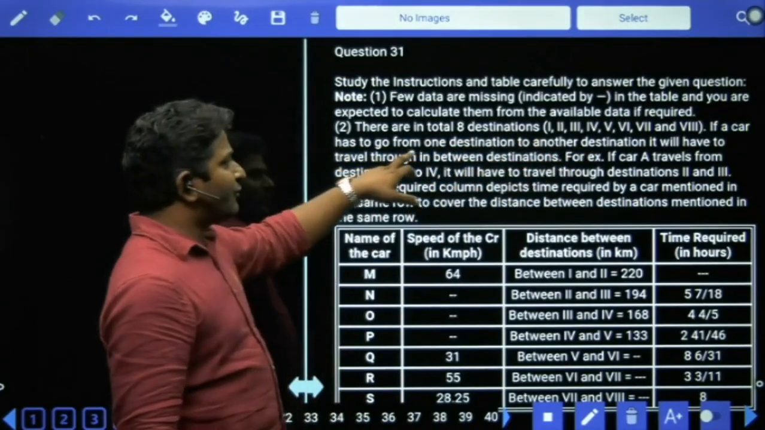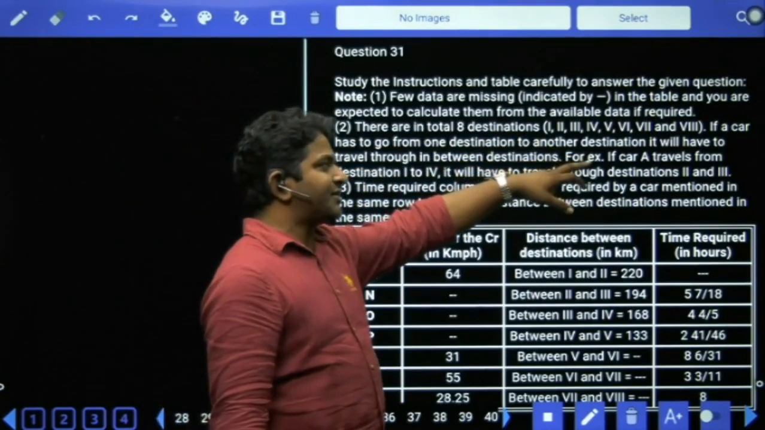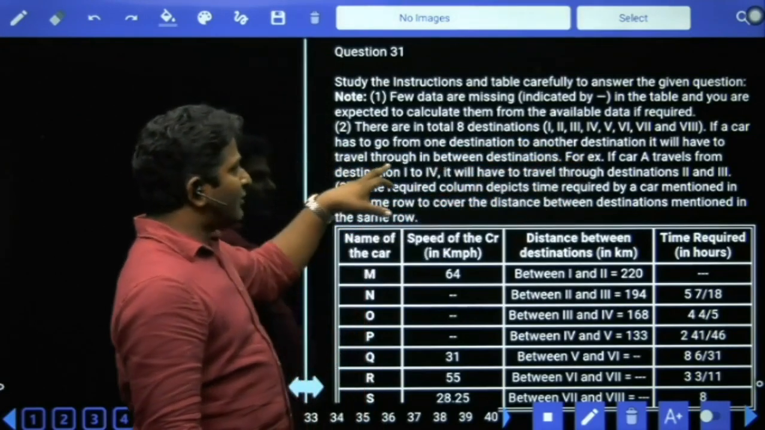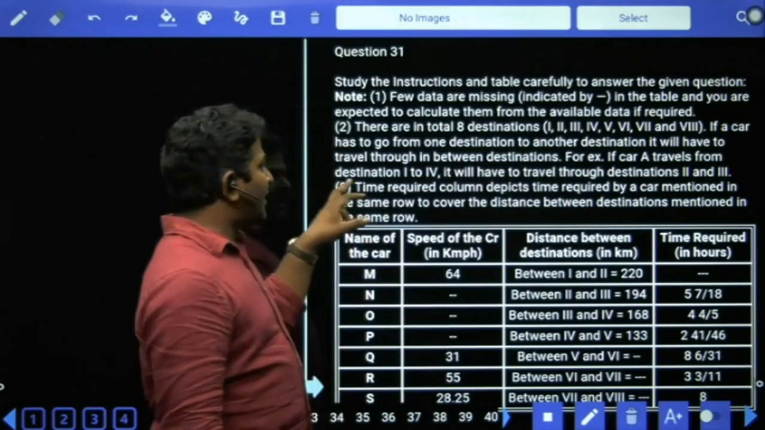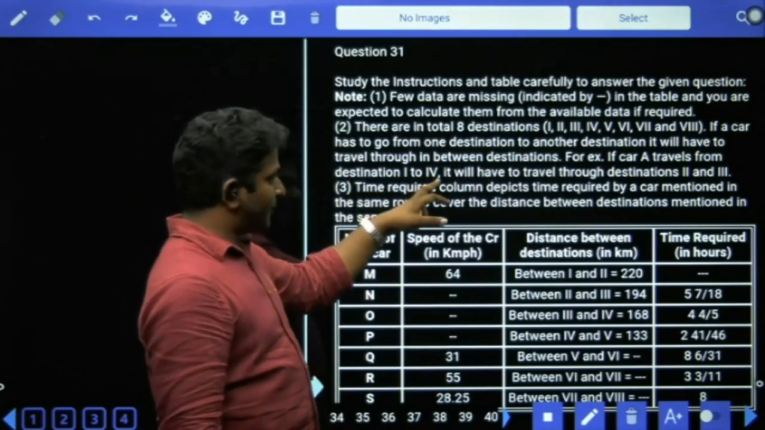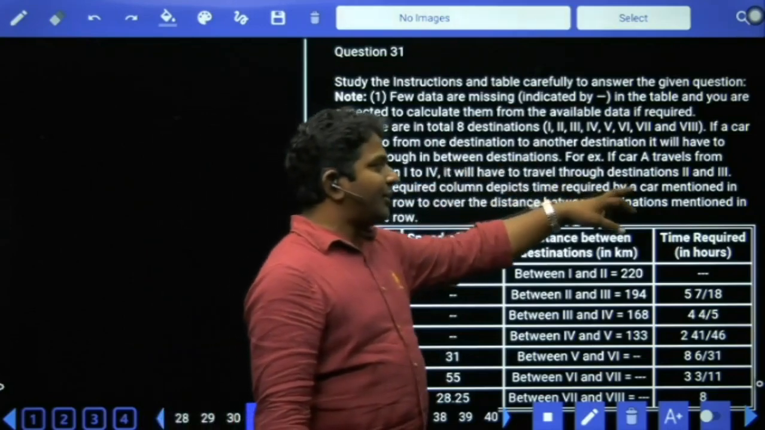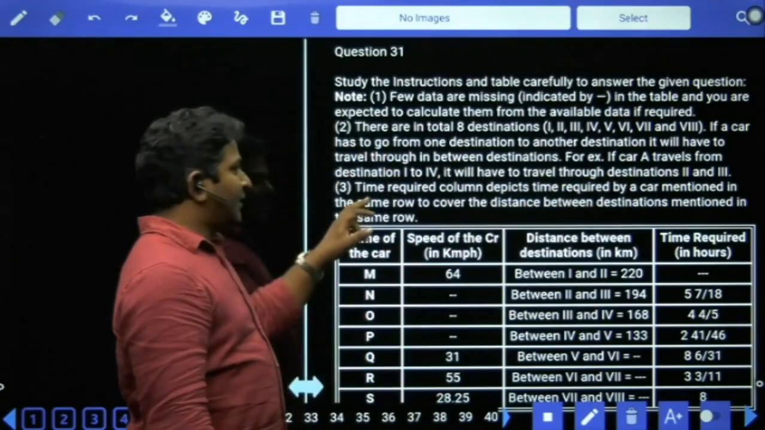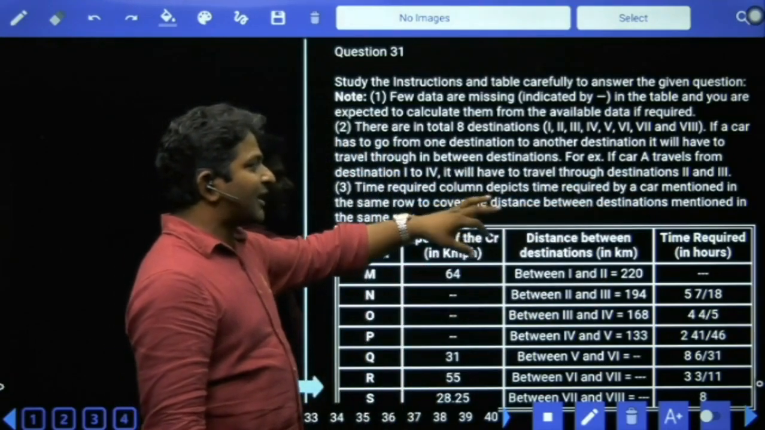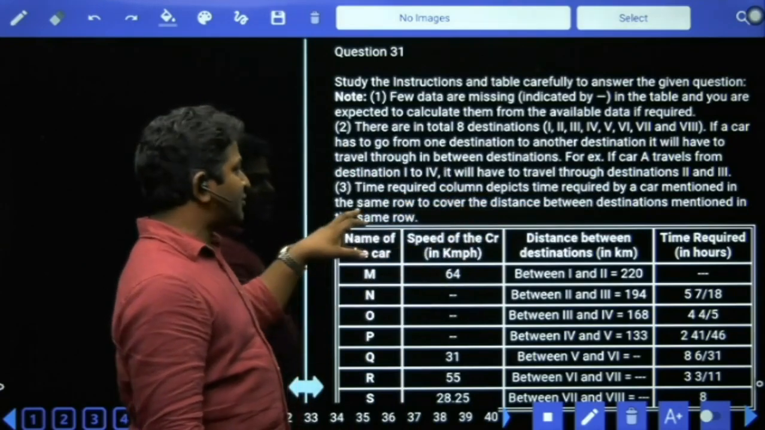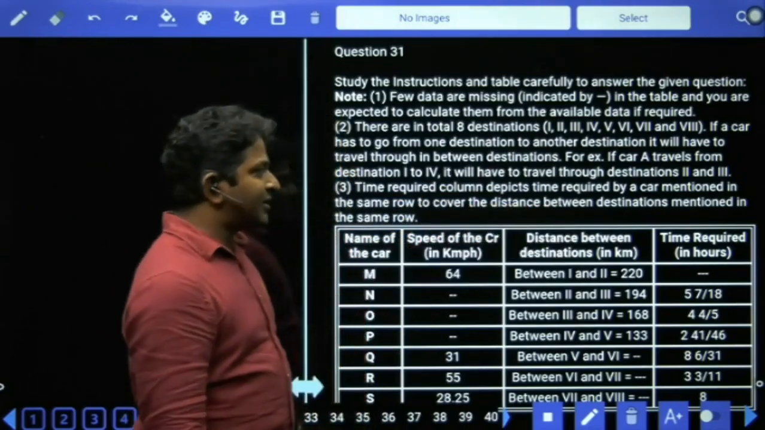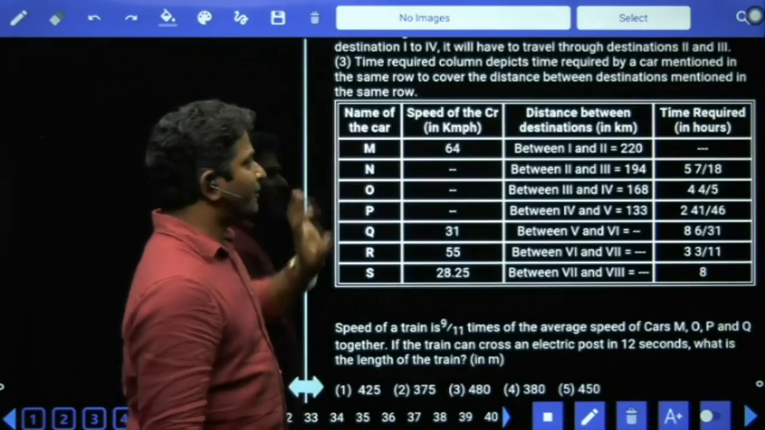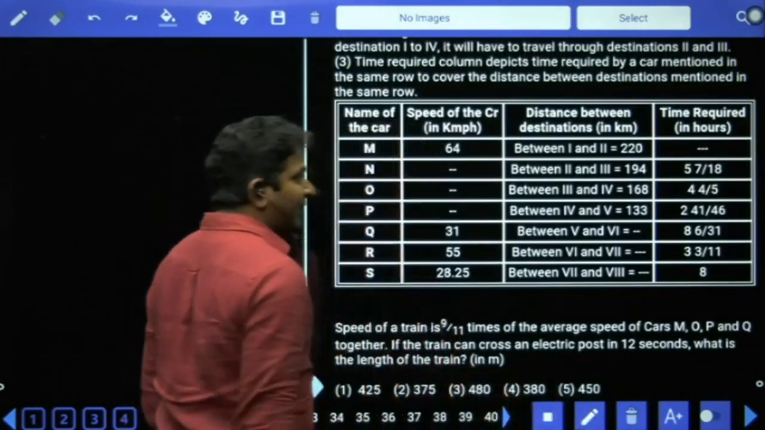If a car has to go from one destination to another destination, it will have to travel through the in-between destinations. For example, if car A travels from destination 1 to 4, it will have to travel through destination 2 and 3. The time required column depicts the time required by the car mentioned in the same row to cover the distance between destinations mentioned in the same row. Right. Now let's see the data here.